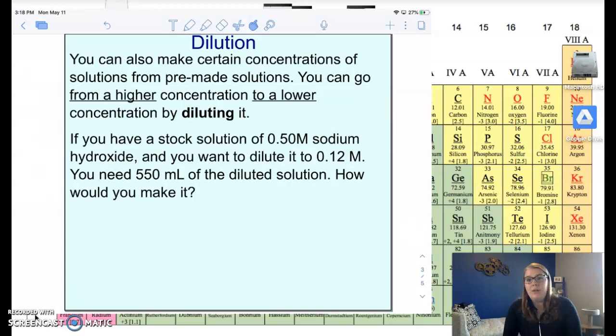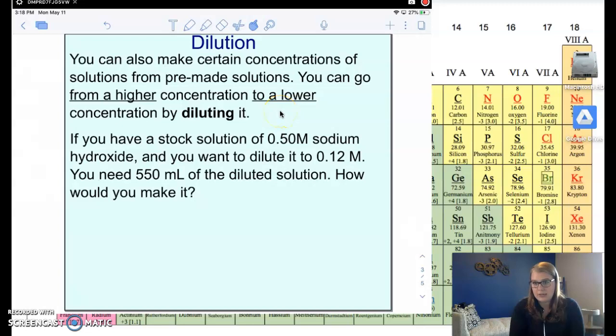In chemistry, though, we generally have a very specific targeted amount that we're looking for. So for example, maybe we have a stock solution of 0.5 molar sodium hydroxide. That's already existing on the shelf. And I want to dilute it to 0.12 molar. So it's 0.5 currently, I need it down to 0.12. And then I need 550 mL of this 0.12 molar solution. How would you make it?